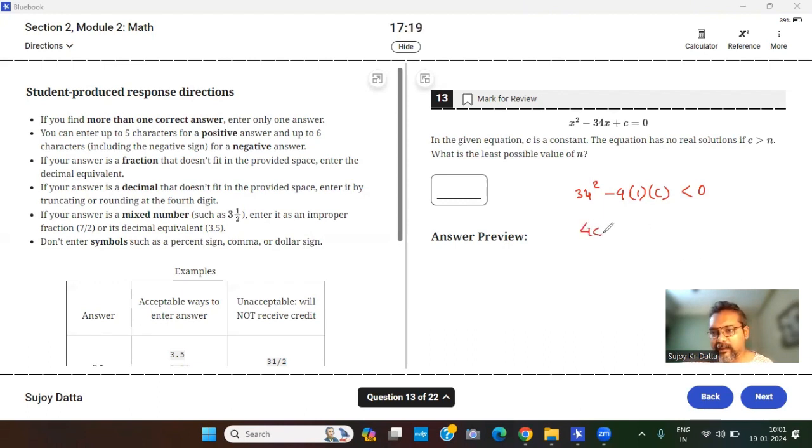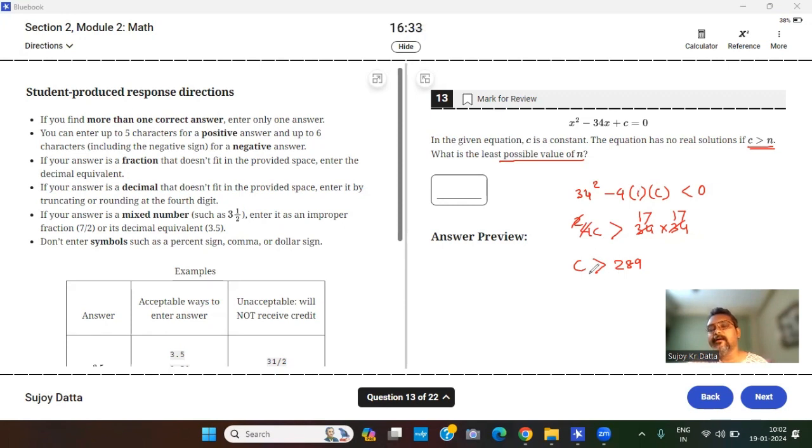So that would give me 4C goes that side, bigger than 34 times 34. So C is bigger than 289, which is 17 squared. So they are saying C is bigger than N. Then the least possible value of N is what? C is bigger than 289 is the condition that we have got. So the value of N must be 289.